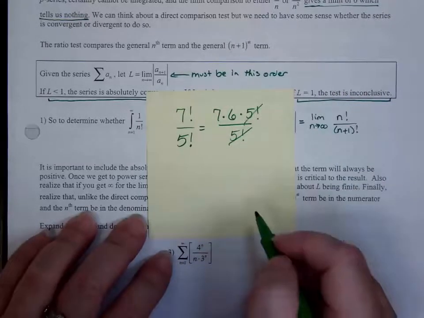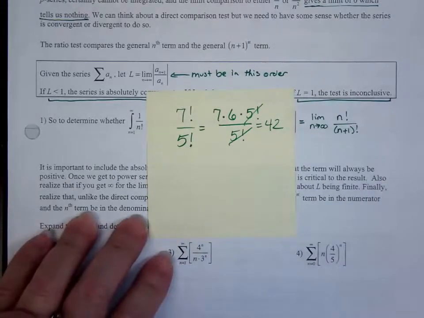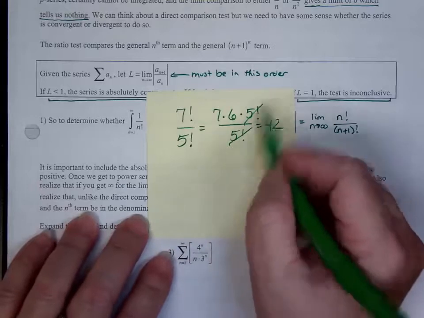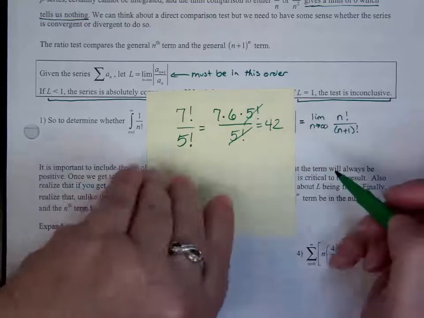So those two cross out, and your answer here is 42. Do you see how that works? So you take the bigger one, write it out until it matches the smaller one, and then cross out the factorials. We're going to do the same thing with n's, okay?